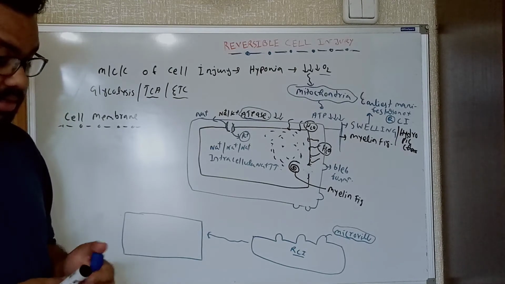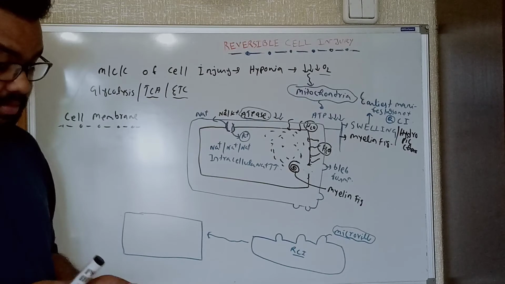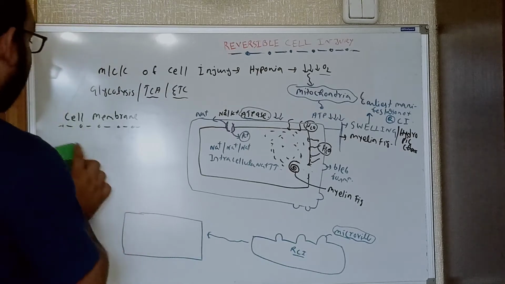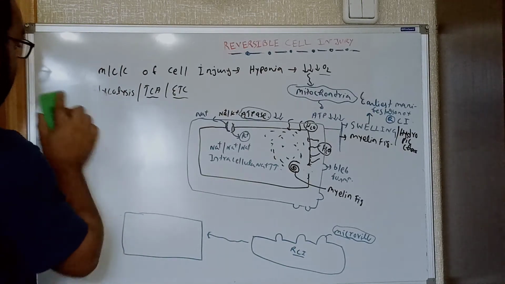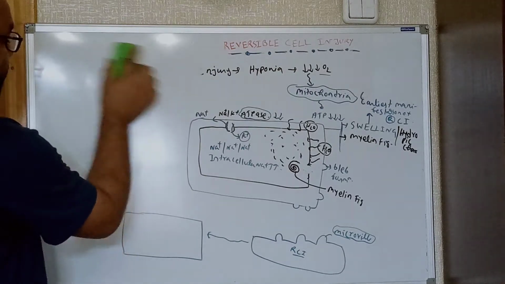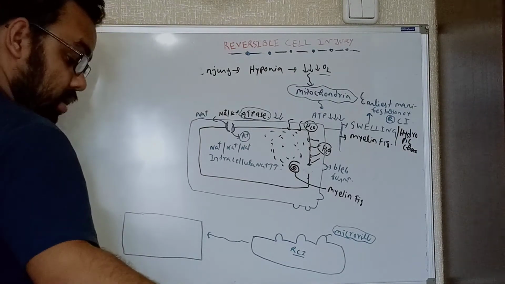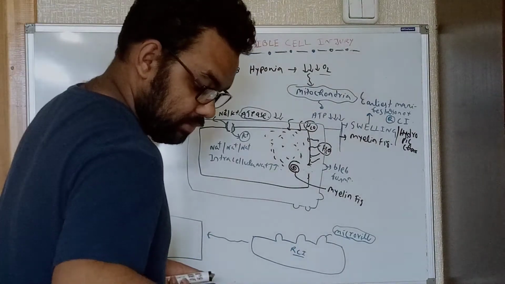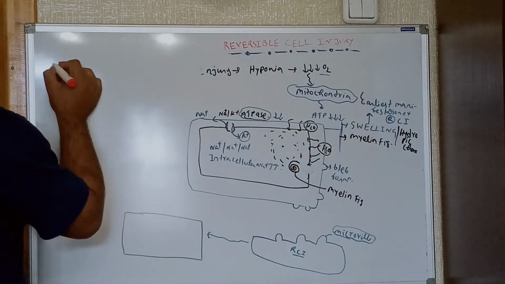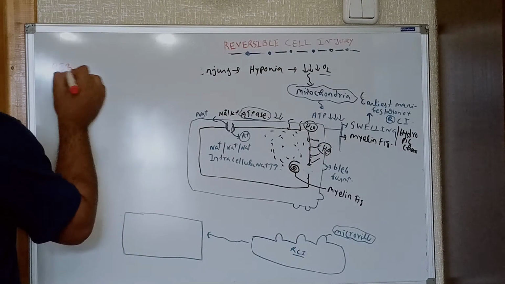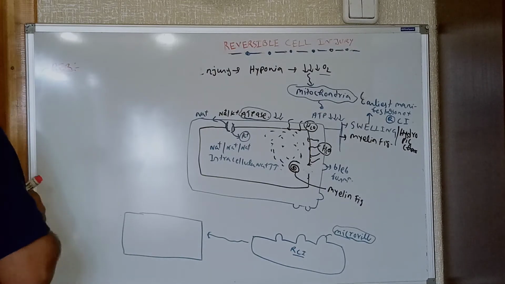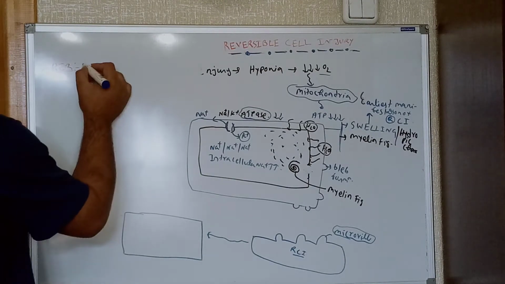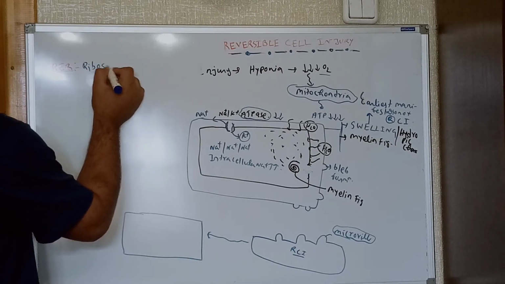Now whatever the changes we will see, let me write it over. Myelin figure I already said. Now the changes we will see in terms of the RER. I already talked about the cell membrane; now I will talk about the RER, the rough endoplasmic reticulum. I hope you all know that the ribosome is attached to the rough endoplasmic reticulum. What is the main function of the ribosome? The ribosome produces protein.